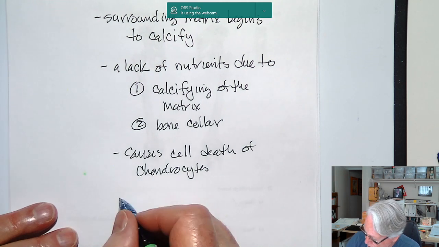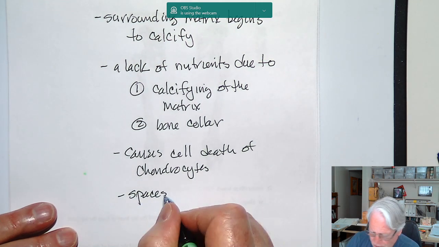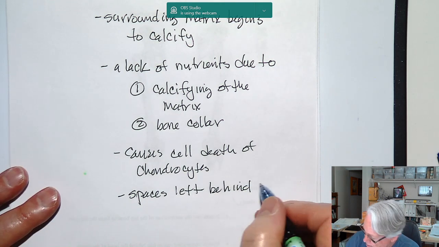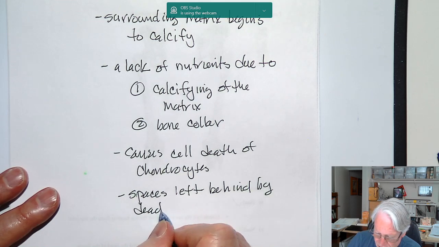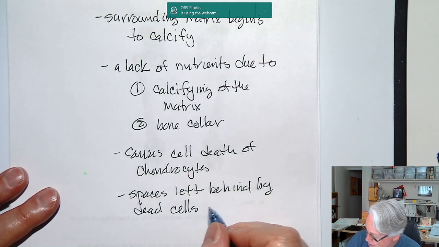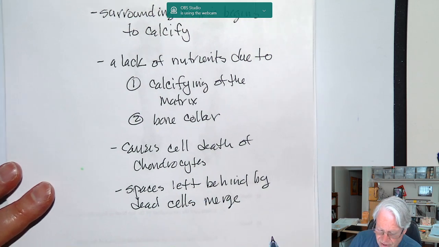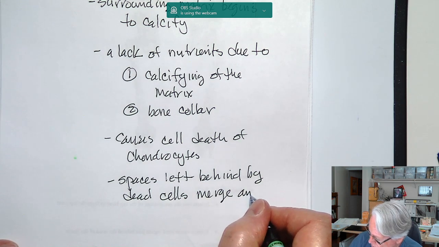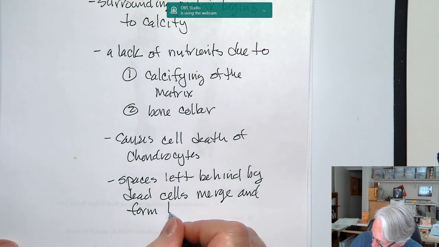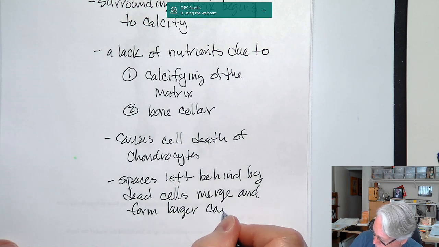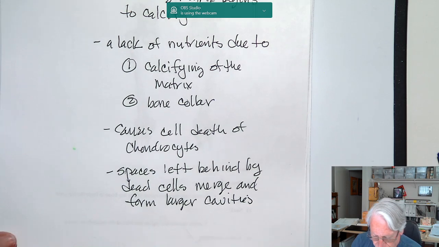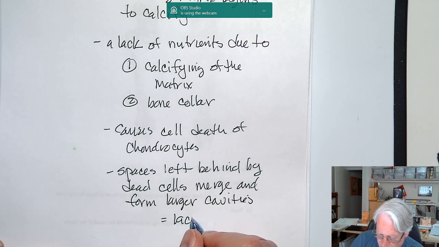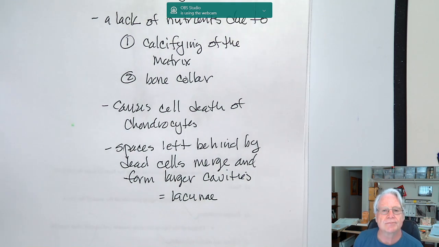Okay? The spaces left behind by dead cells merge. So these large openings then begin to merge and form larger cavities. Okay. And then we will start to identify them as lacunae. Okay.